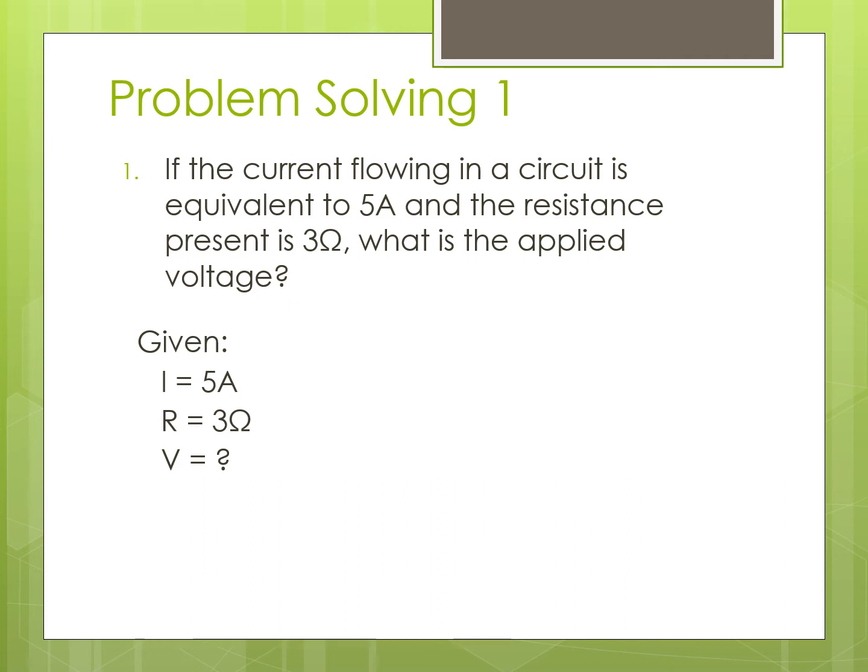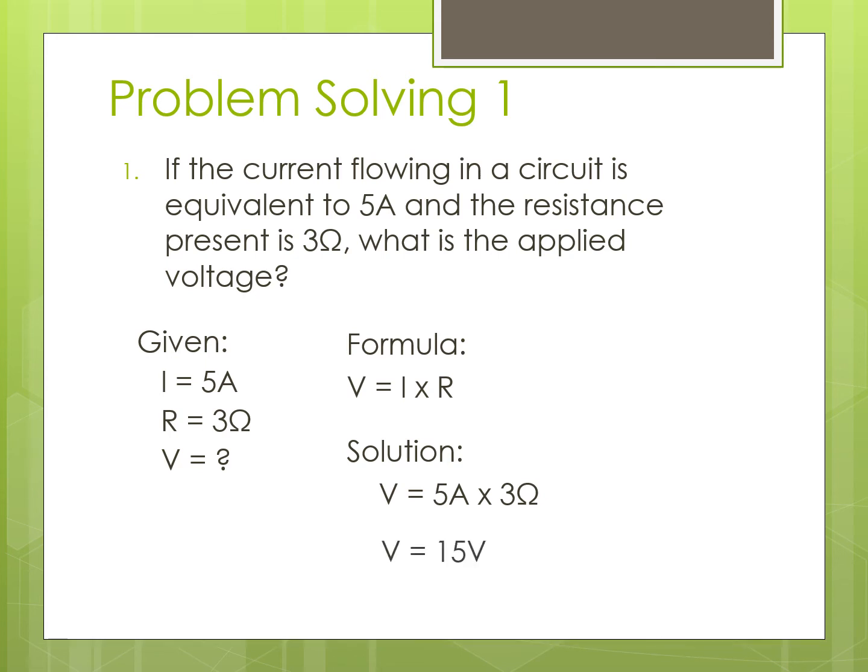So using the formula V is equivalent to I times R, we substitute. V is equivalent to 5 amperes times 3 ohms, and it will give us a total voltage of 15 volts.